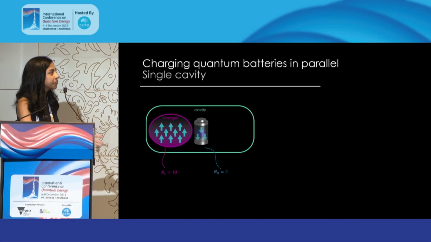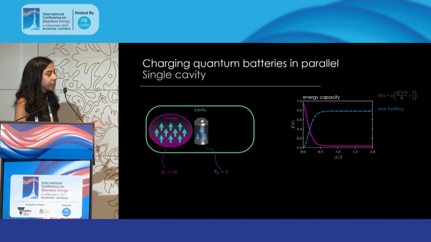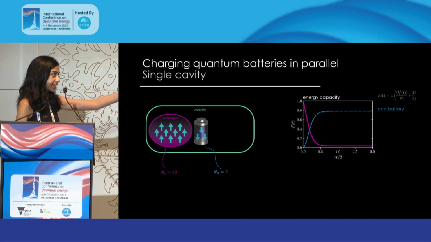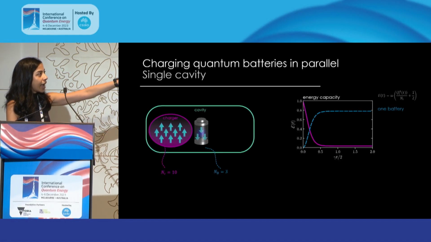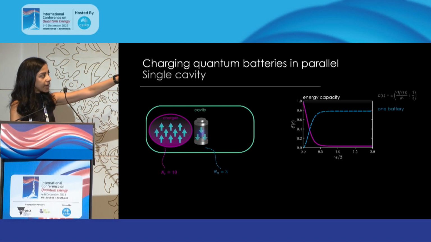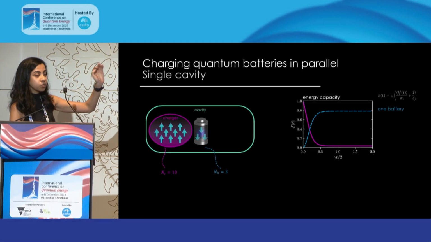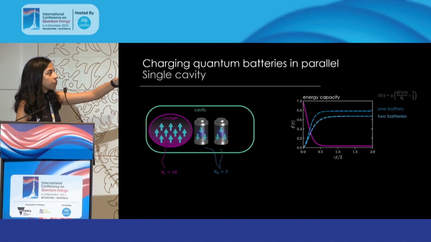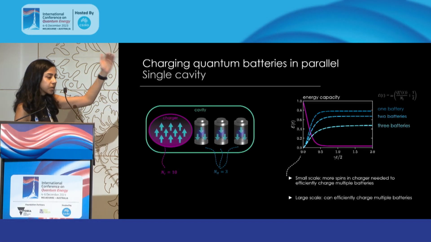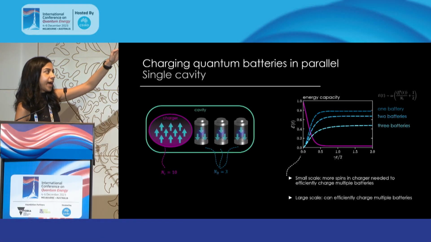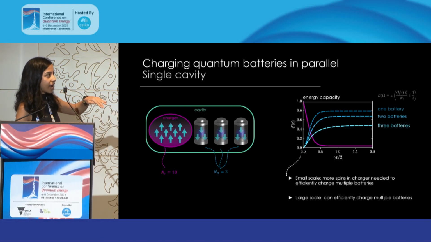And on the small scale, what we'll see when we look at the energy capacity. So for example, this is 10 spins in the charger, 3 spins in the battery. And on the blue line here, we have the energy capacity. If there's one battery in the cavity, now there's 2 batteries in the cavity, and now there's 3. So you can see the energy capacity decrease each time.